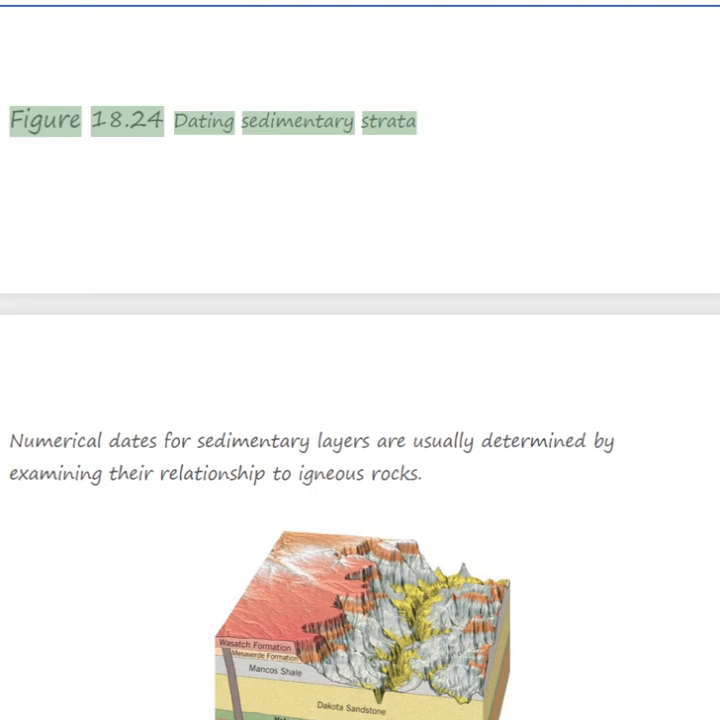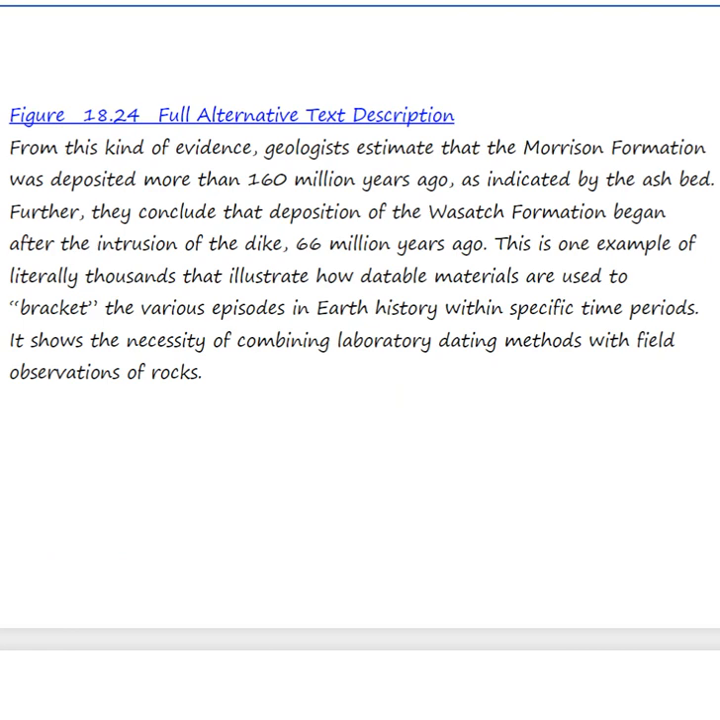Figure 18.24 Dating sedimentary strata. Numerical dates for sedimentary layers are usually determined by examining their relationship to igneous rocks. Figure 18.24 Full alternative text description.